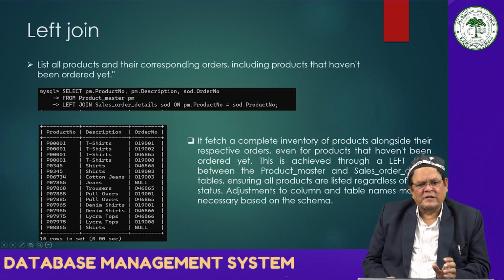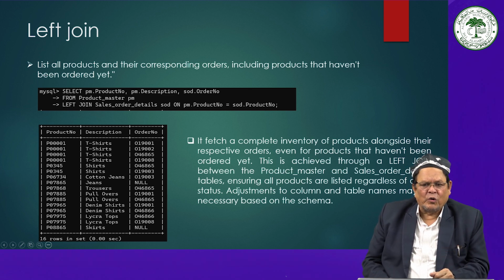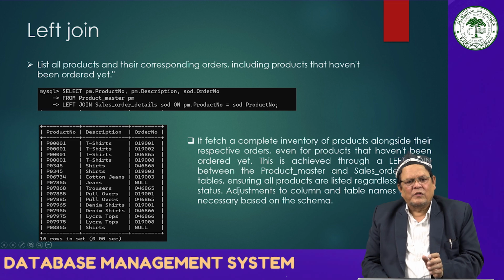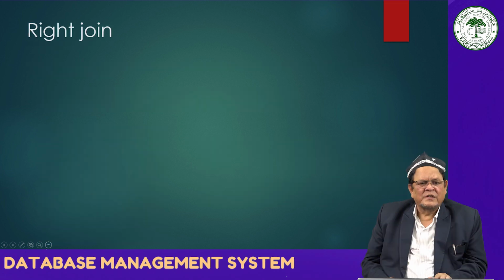If you write this, this query will fetch a complete inventory of products alongside their respective orders, even for products that have not been ordered yet. This is achieved through a left join between the product master and the sales order details tables. It will ensure all the products are listed regardless of order status. Adjustments to column and table names may be necessary based on the schema.